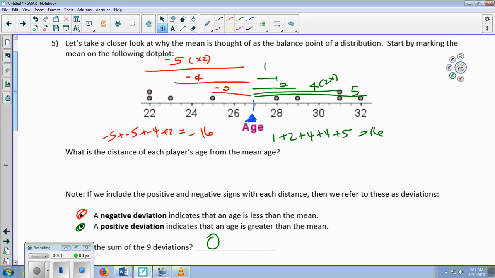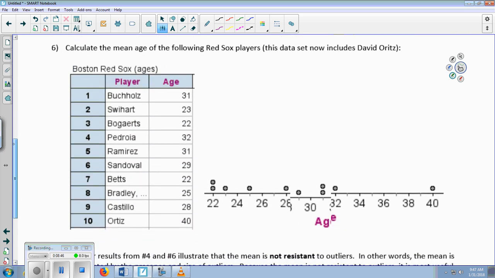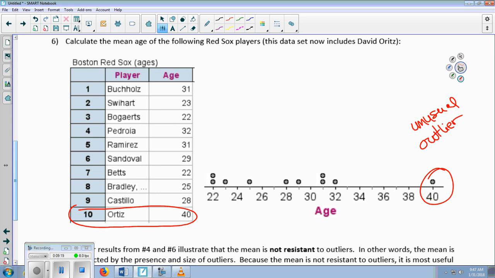Okay, so now let's look at what happens if we have one more data point added to our data set and see what happens to our mean. Notice that the new data point that we have added is this data point down here. The 10th player, Ortiz, is age 40. So right away, looking at our distribution here, we're seeing that data point. It's pretty far away. We might talk about this being an unusual data point or an outlier. It's far away from the rest of our data set.